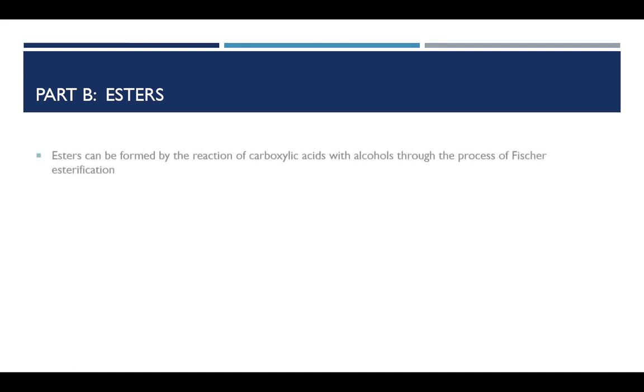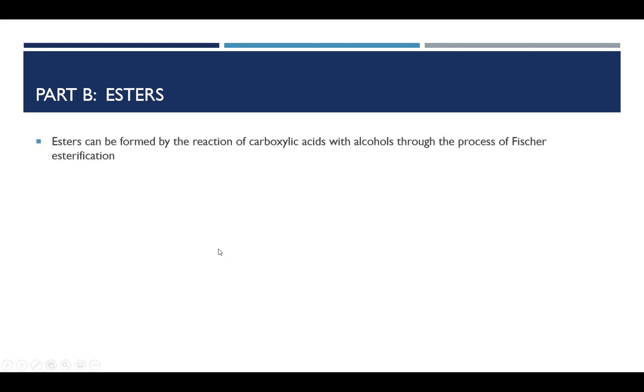Part B of this experiment focuses on esters, specifically on their preparation and some of their physical properties, as well as their naming. One of the common ways that we form esters is through a reaction called Fischer esterification, and that is accomplished by reacting carboxylic acids with alcohols.